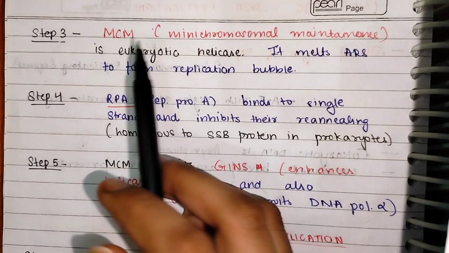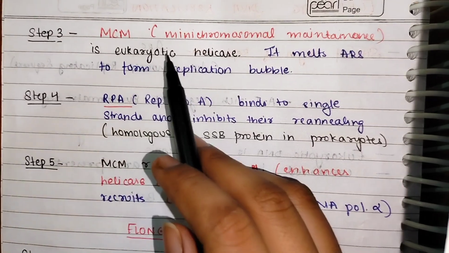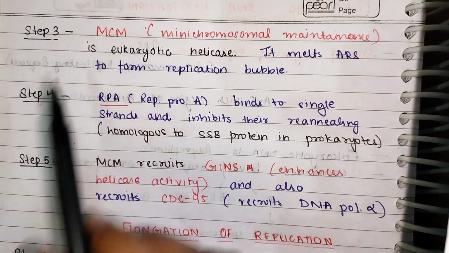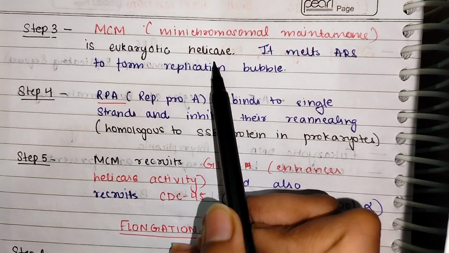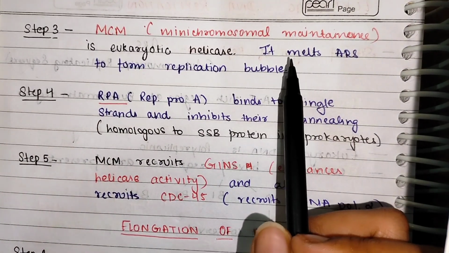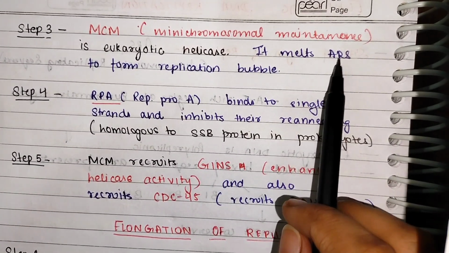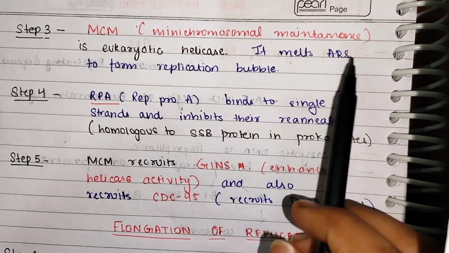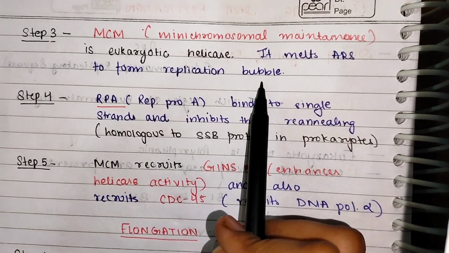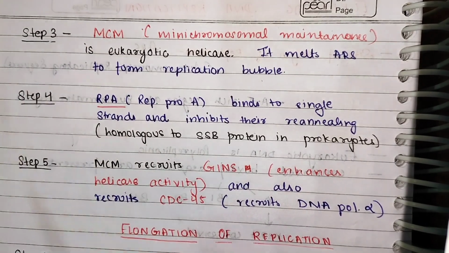So in step 3, MCM will perform its function. MCM, the full form is mini chromosomal maintenance. MCM is basically the eukaryotic helicase. And what is the function of helicase? To melt the DNA, to unwind it. So it basically melts ARS. ARS is the origin of replication. So it melts ARS to form the replication bubble. And the replication bubble is formed in step number 3.